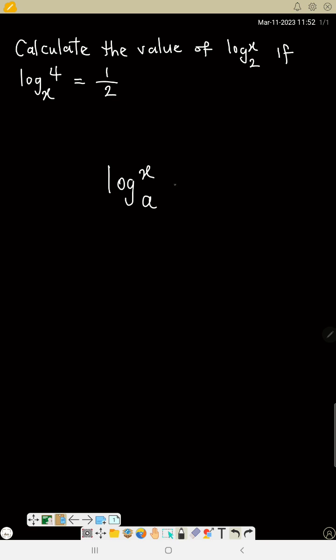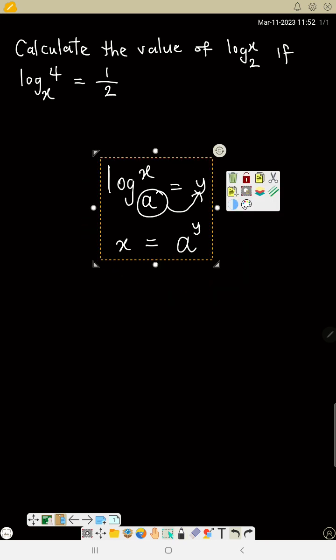Log s base a is equal to y. Anytime you have a question of this form, please take note of this format. If you compare, this s is like this 4, this a is like this x, and y is like half. This law says anything you have here like s will be equal to anything you have here, a, carrying this one as power, that is a raised to power y. Take note of that law.